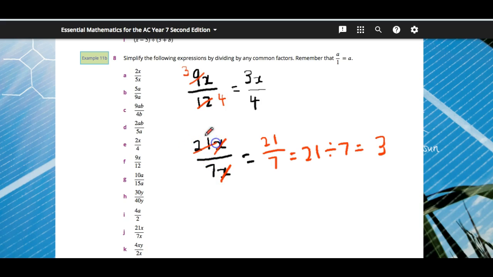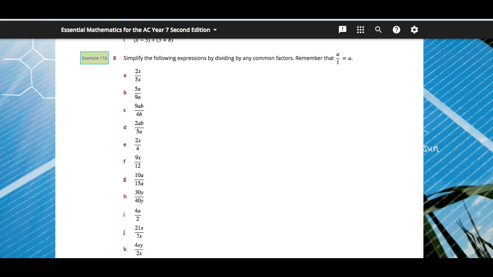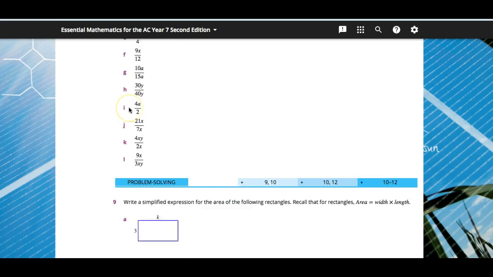So you can say 21 divided by 7 is 3 and 1. And you might say, well, that's 3 over 1. And there's nothing wrong with that, but we tend to just write the number 3 because 3 divided by 1 is 3. Okay, so either way is perfectly fine. All right, let's scroll down and do some other ones.